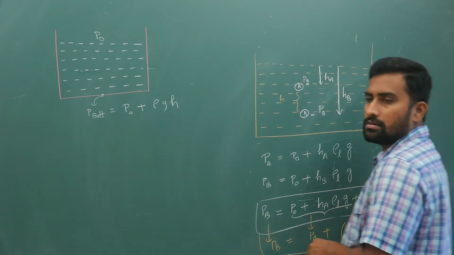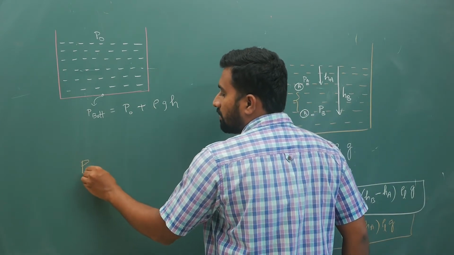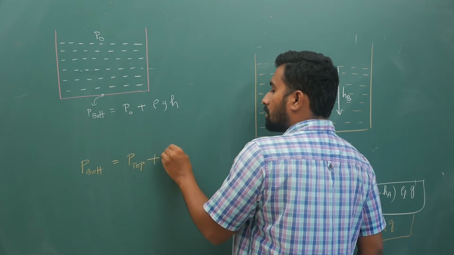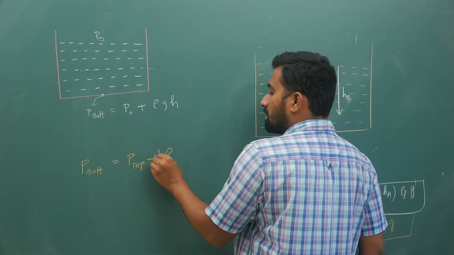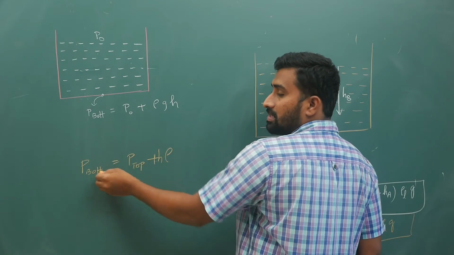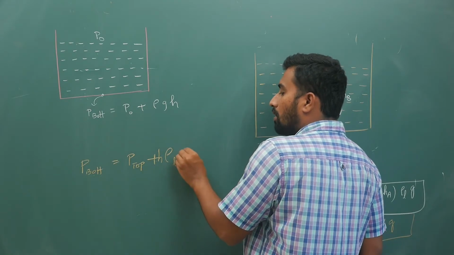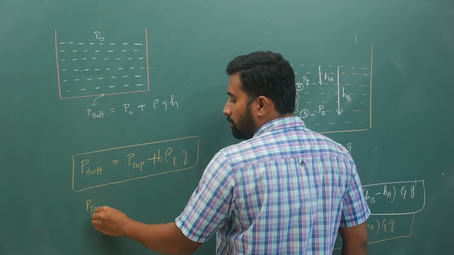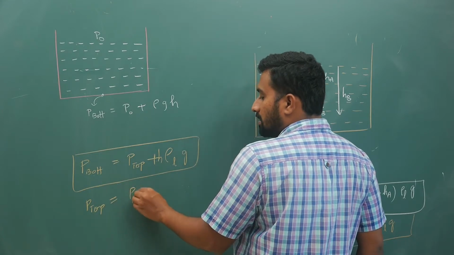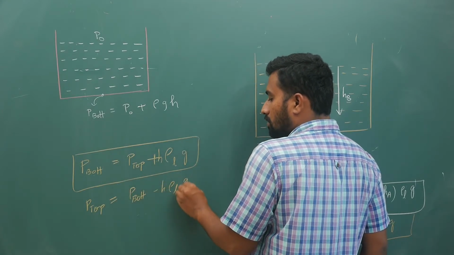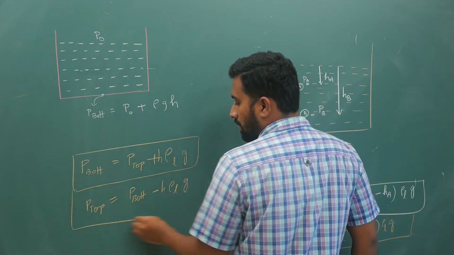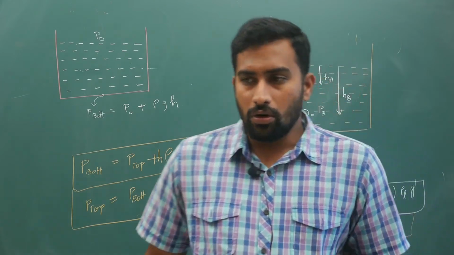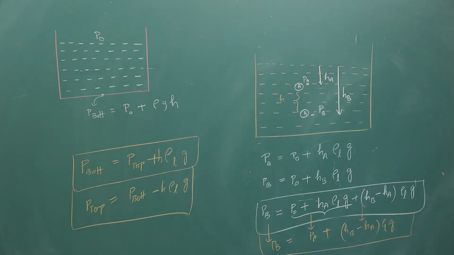So in general, the formula for pressure is: pressure at bottom is equal to pressure at top plus height H, the difference between the top point and bottom point, into rho of liquid into G. And if you are given the pressure at the bottom point, the pressure at top is pressure at bottom minus H into rho of liquid into G. So the key takeaway is this part. I hope you have understood this. Are there any doubts?